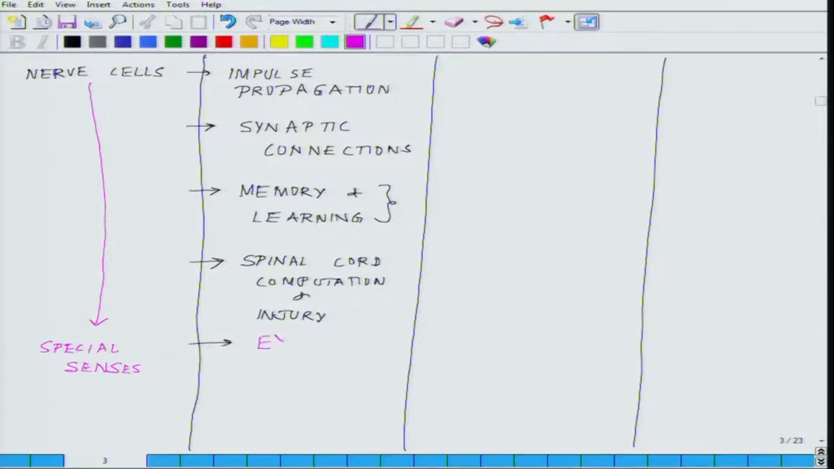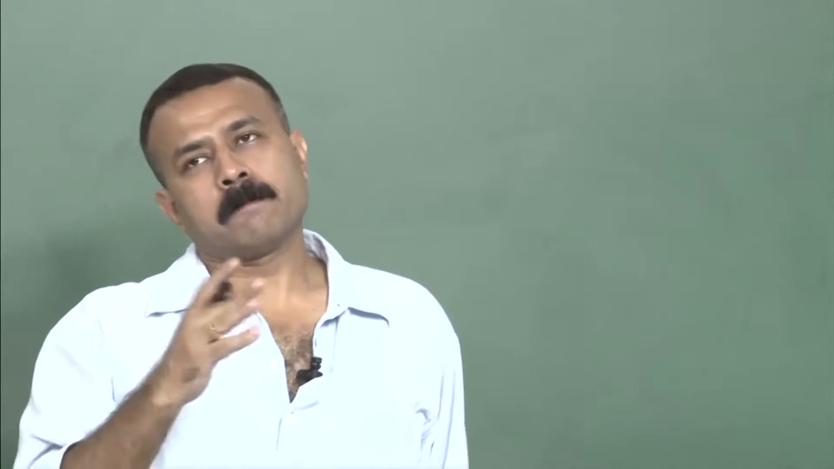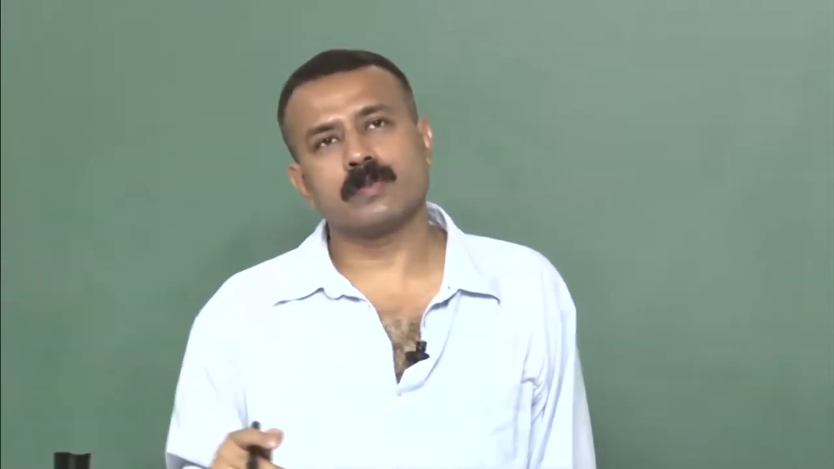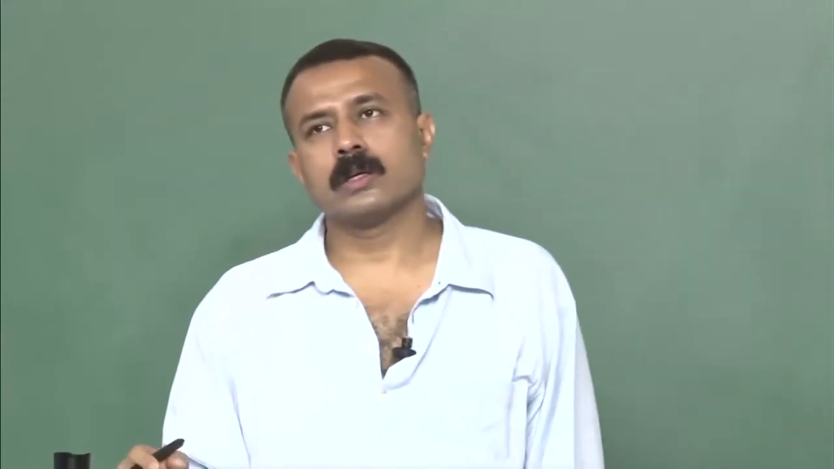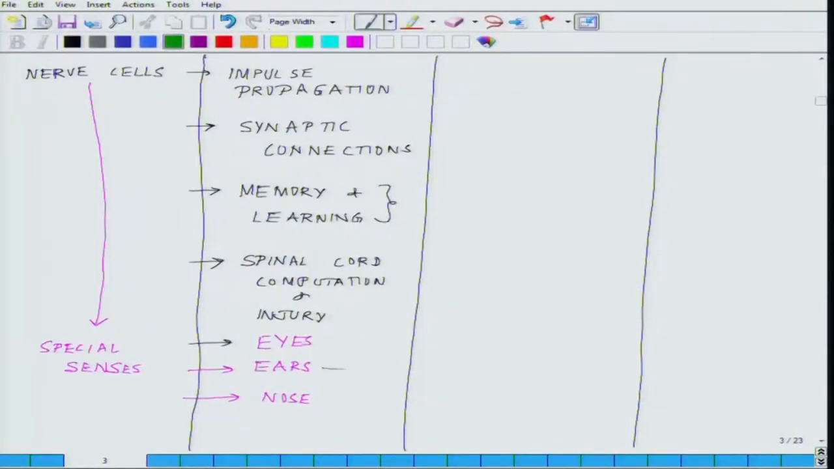We'll talk about the eyes, the ears, then nose, and these have very straightforward output whenever we talk about the eyes, ears, and nose, because these are the organs which have opened up the scope for prosthesis, because the first prosthesis which was done was the cochlear implant. From here we'll talk about the advanced application of the cochlear implant, which is an 8-electrode system.